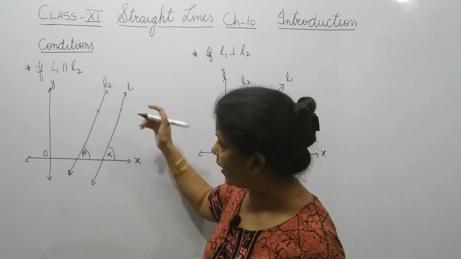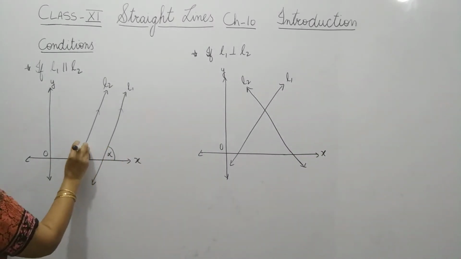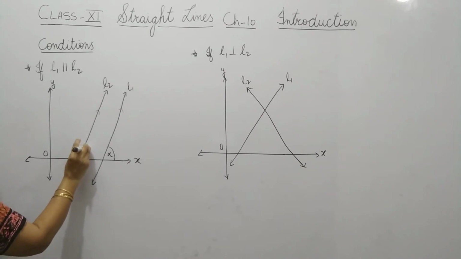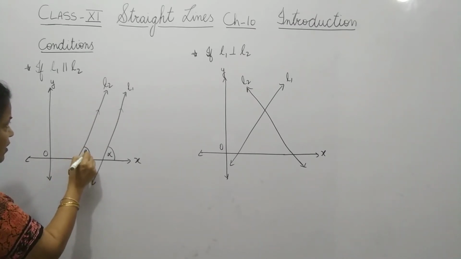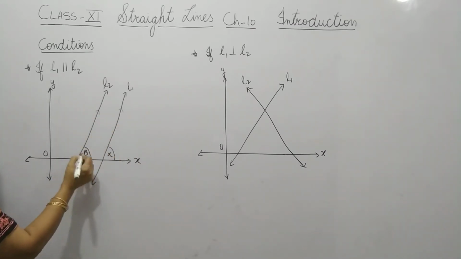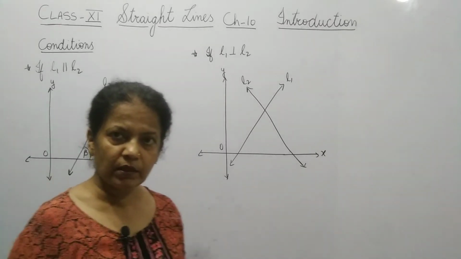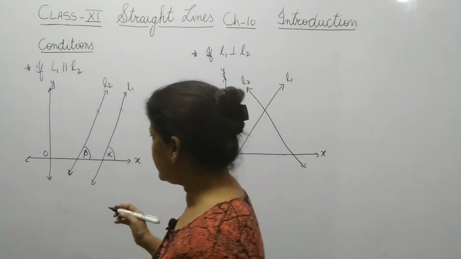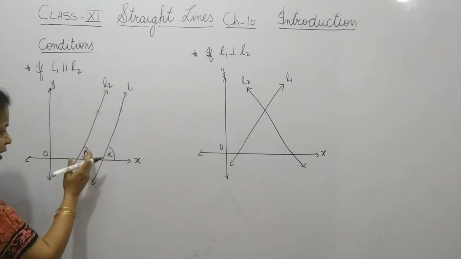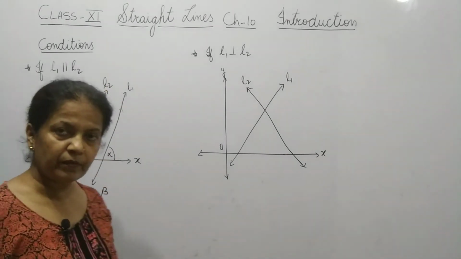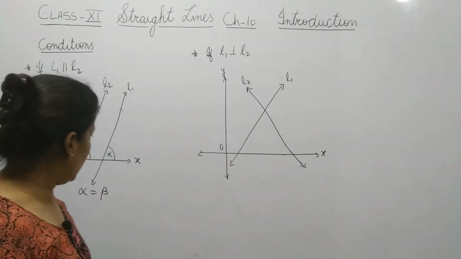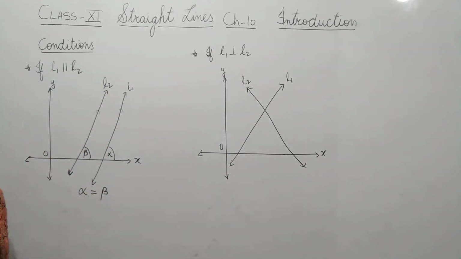Since these two lines are parallel to each other, then alpha and beta, both of them will be equal because of corresponding angles. So the angle of inclination over here, alpha equals beta. Okay. If alpha and beta are equal, so what does it mean?